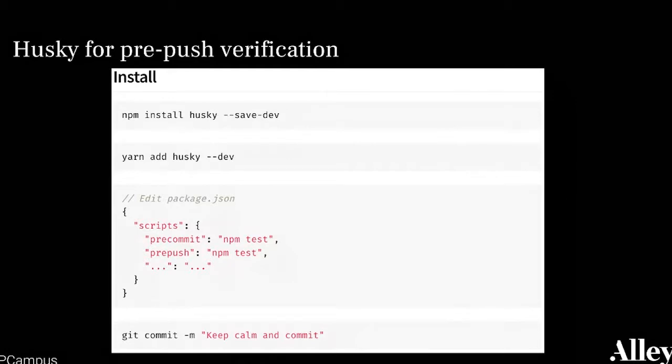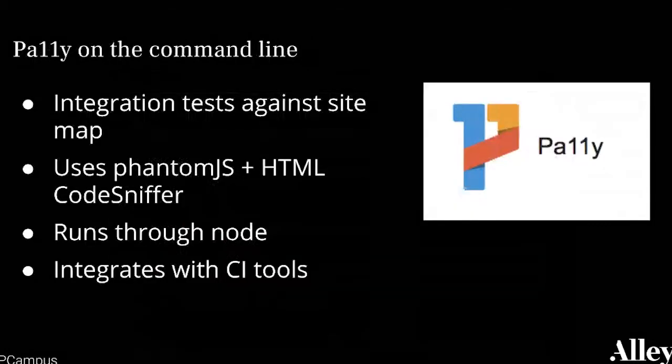So Pa11y is an accessibility test running suite. It isn't only on the command line, but I hear about it a lot in the context of the command line. So you use it with a tool like Husky, and you specify that you would like to run integration tests.